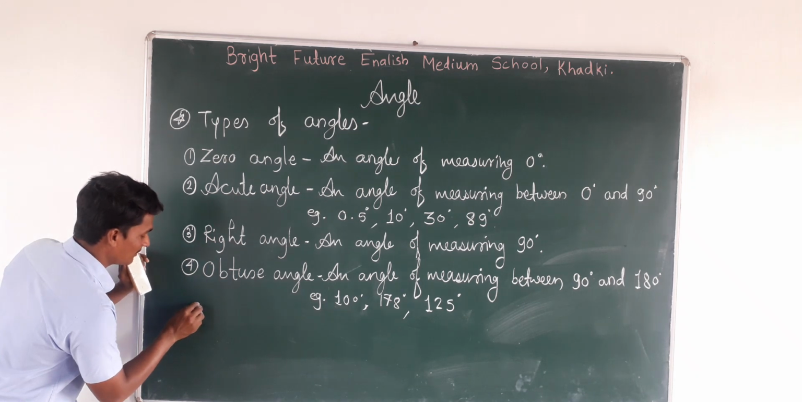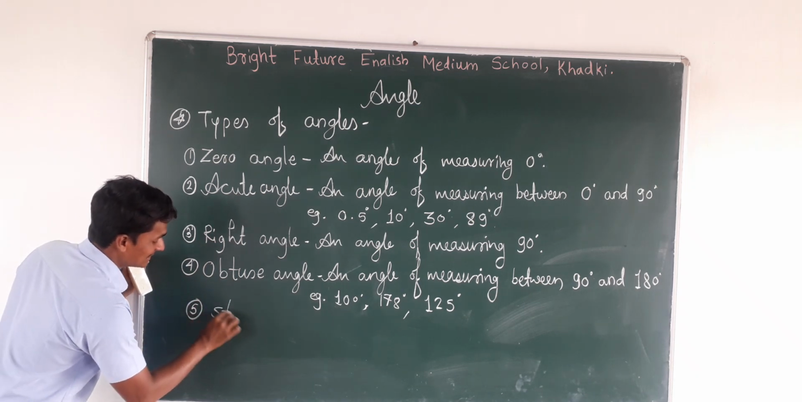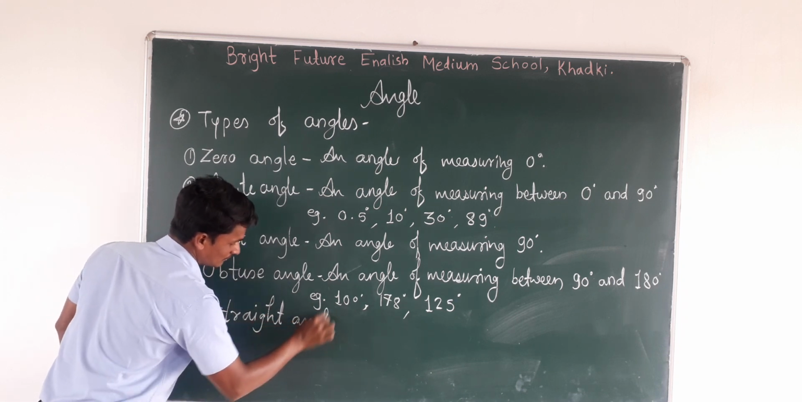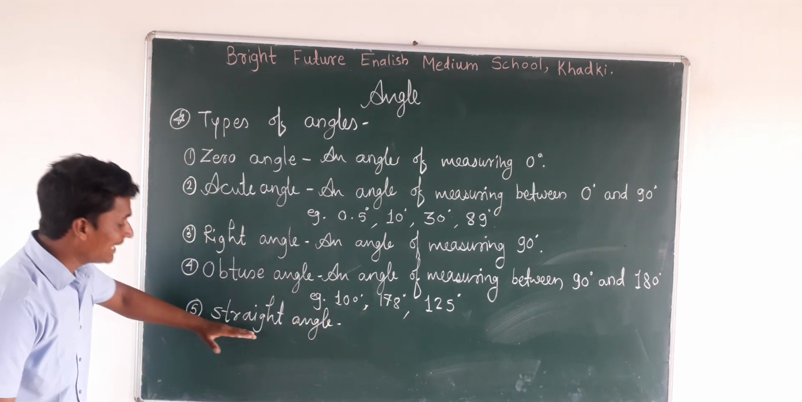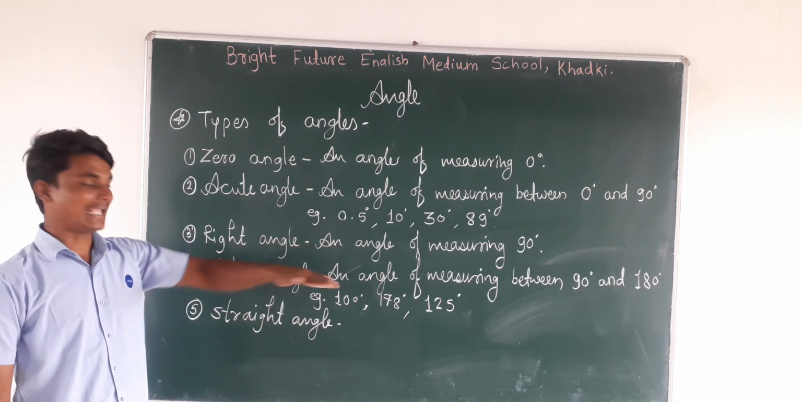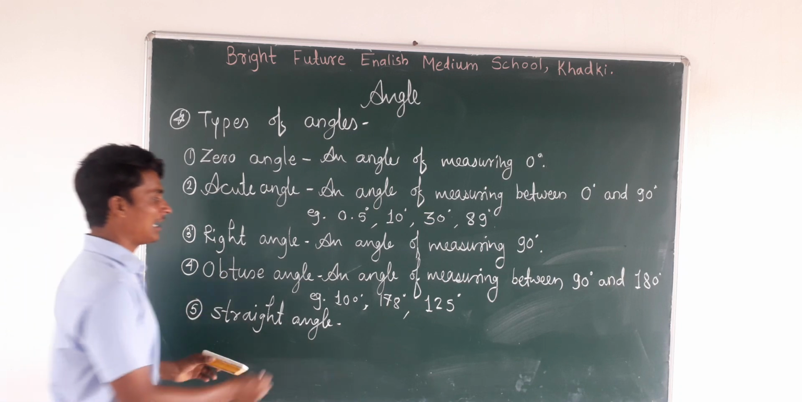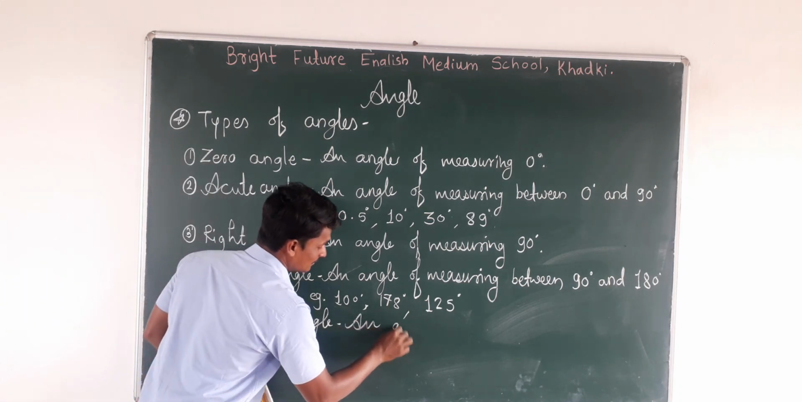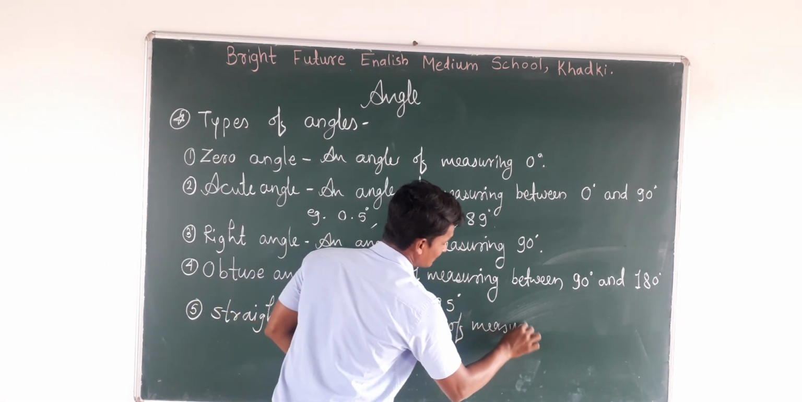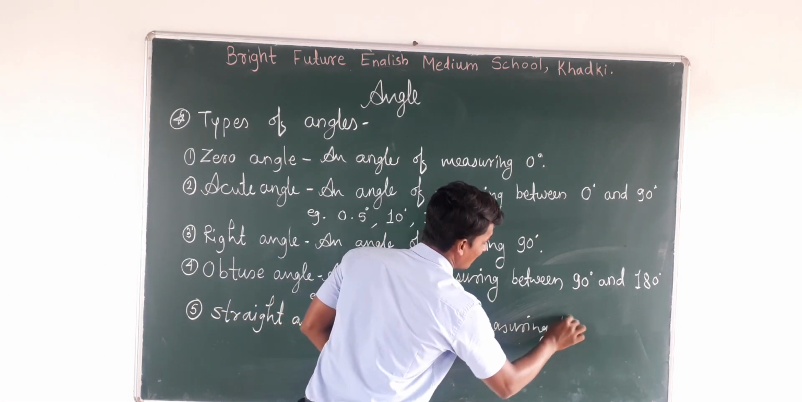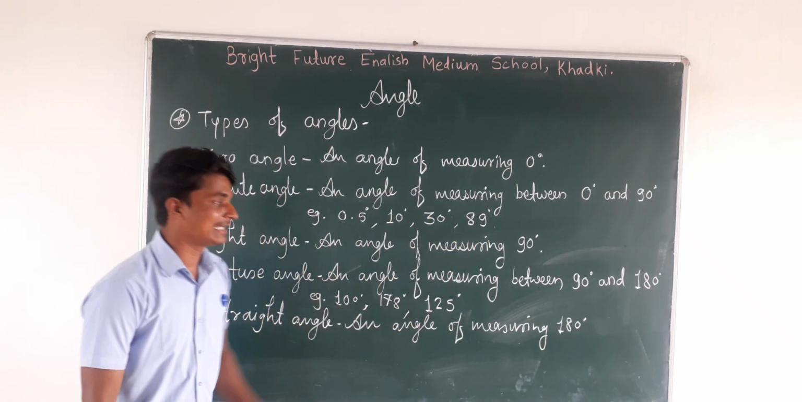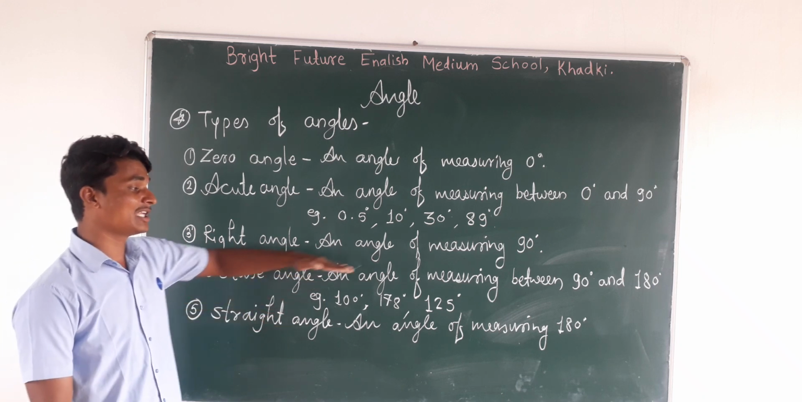The next type, the fifth type, is a straight angle. S-T-R-A-I-G-H-T. Straight angle. Now the name itself suggests what is meant by a straight angle. The angle is straight. That angle is called a straight angle. तो उसका मेजरमेंट क्या होता है? An angle of measuring exactly 180 degree. ऐसा एंगल, an angle of measuring 180 degree. ऐसा एंगल जिस एंगल का मेजरमेंट 180 होता है.